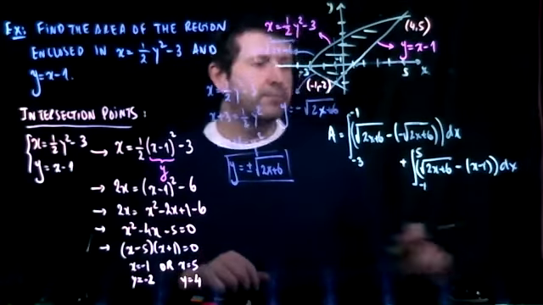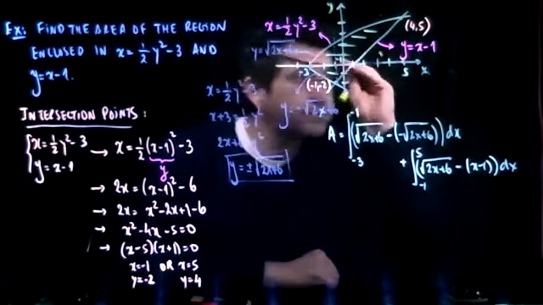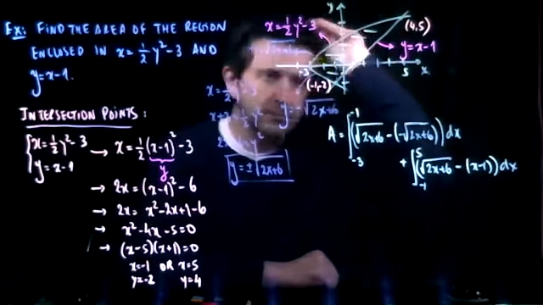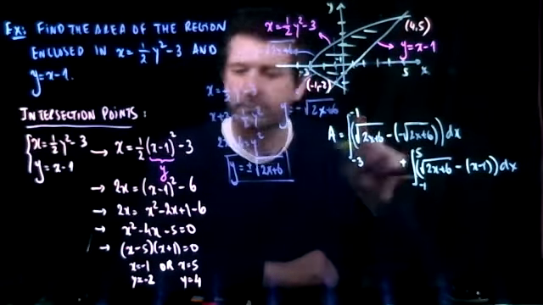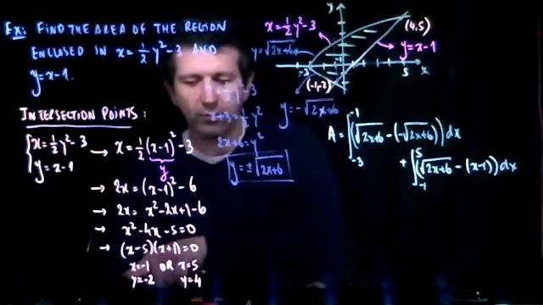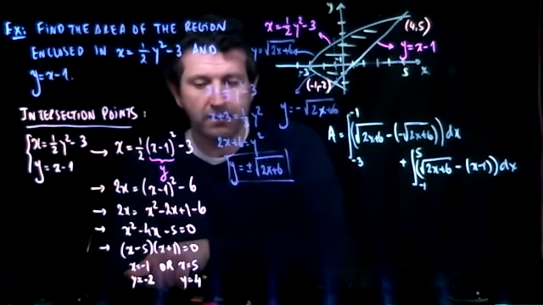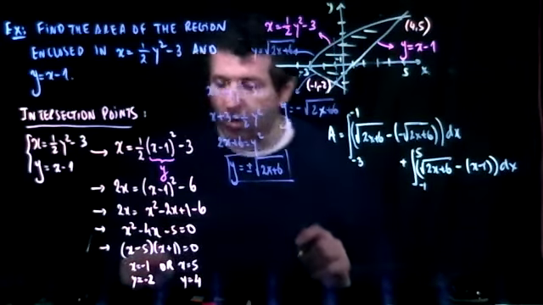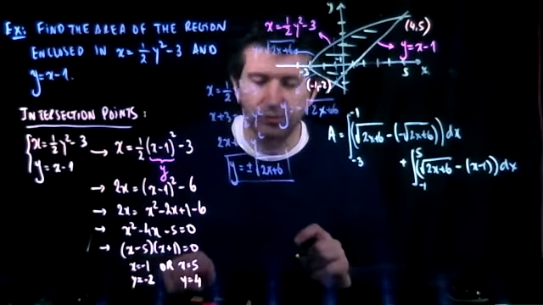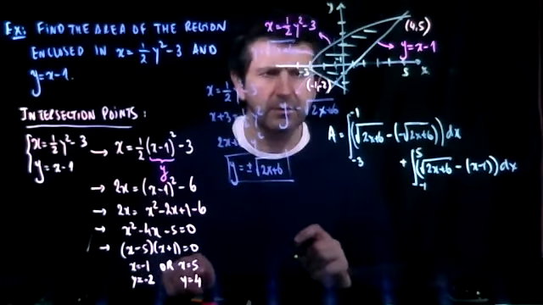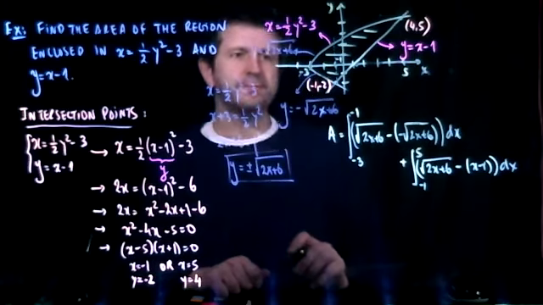How do you know it's at -1 that they cross? Because I found the intersection point here on the bottom. Oh. Right? That's the intersection. They cross at x equals -1 and at x equals 5. Oh, okay. Right? Yeah.